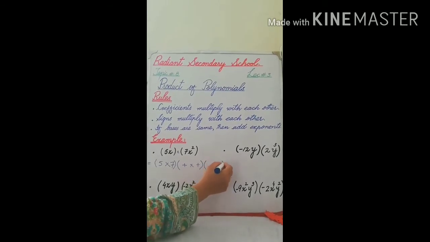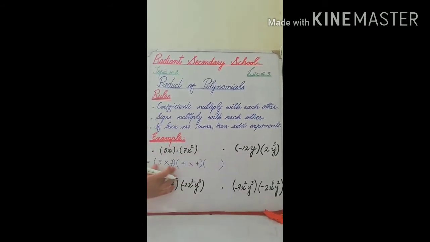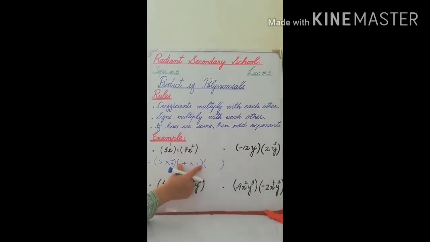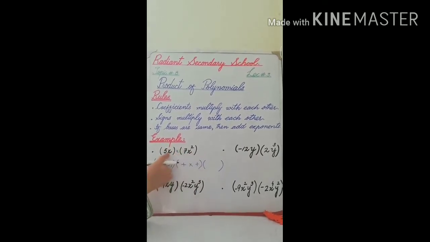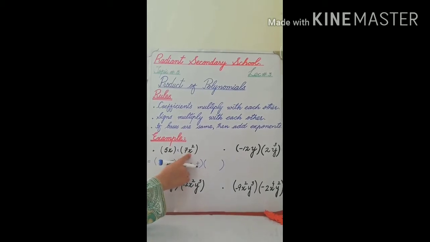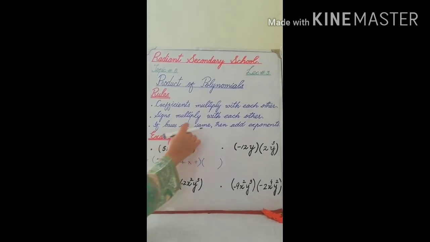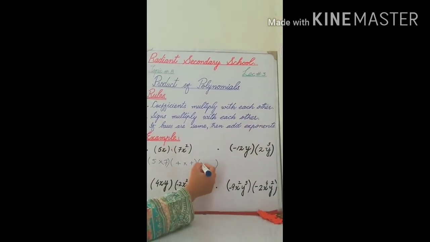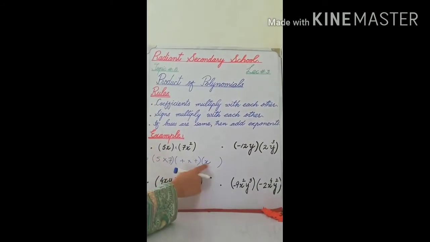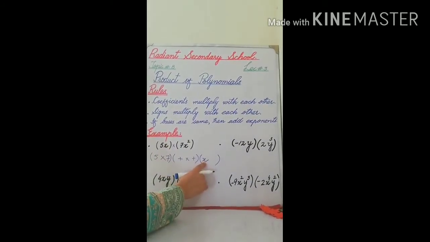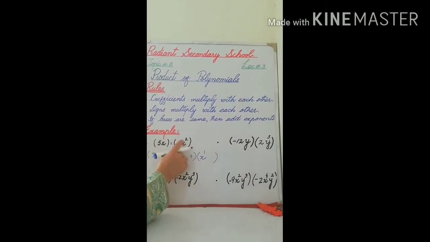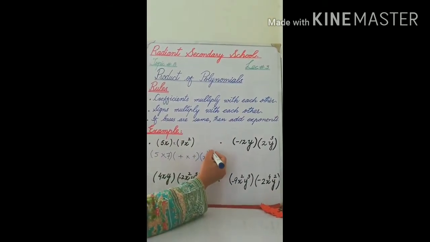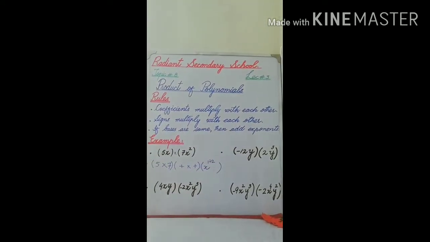Okay, now third, coefficients multiply with each other, signs multiply with each other. Now what we have to do? If bases are same, in both brackets alphabets are same, bases are same, so what we have to do? We have to add their exponents, right? Base, we will write base one time, and what is its exponent? That is 1, and what is its exponent? That is 2. We have to add them.